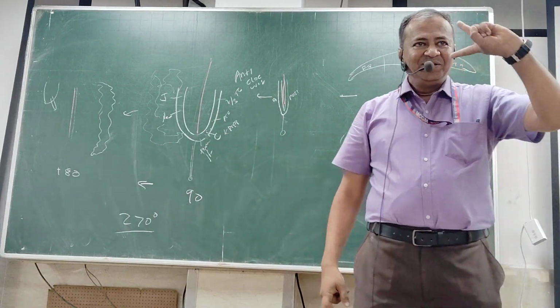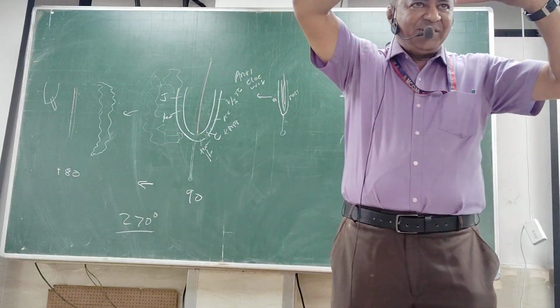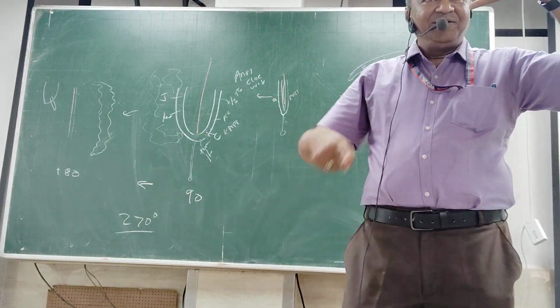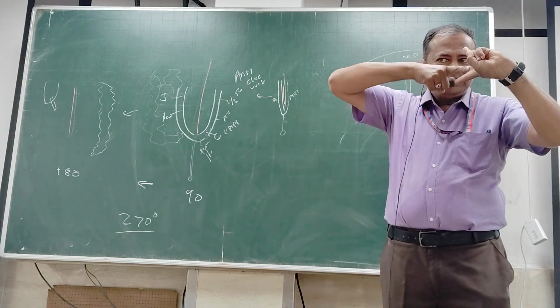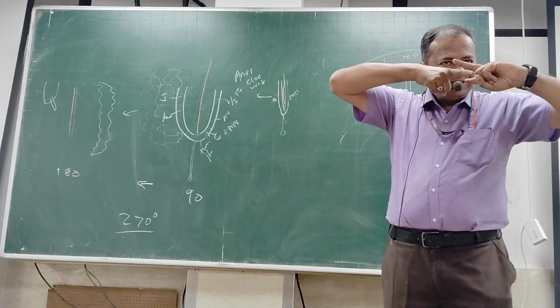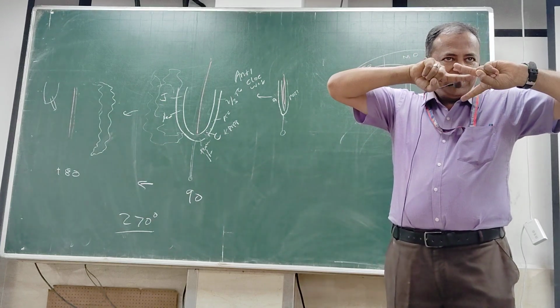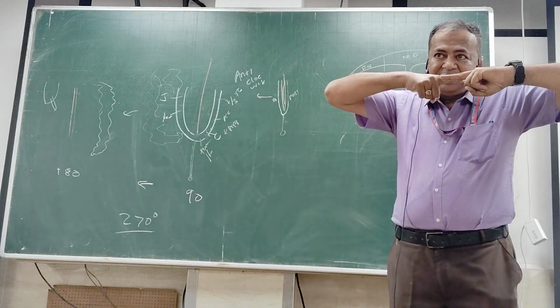Everybody, come on. What is the upper finger? Pre-arterial segment. What is the lower finger? Post-arterial segment. Now we will show the first rotation. First rotation happens at 90 degrees. Pre-arterial segment comes to the right side.